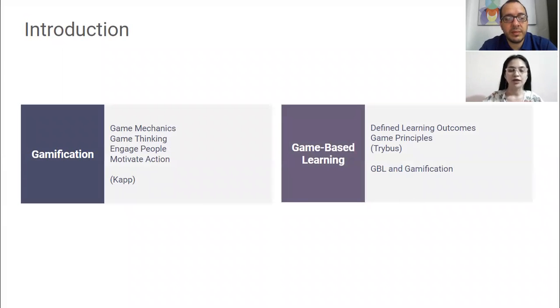According to Carl M. Kapp, gamification is the implementation of game mechanics, game thinking, and aesthetics in order to engage people, motivate action, solve problems, and promote learning. According to Tribus, game-based learning is a type of gameplay with defined learning outcomes, and it involves the use of gaming principles. But gamification and game-based learning have some differences. For example, gamification occurs through the whole learning process, and game-based learning has a clear beginning and a clear end. Besides, the objective of gamification is to motivate, and the objective of game-based learning is to amuse.